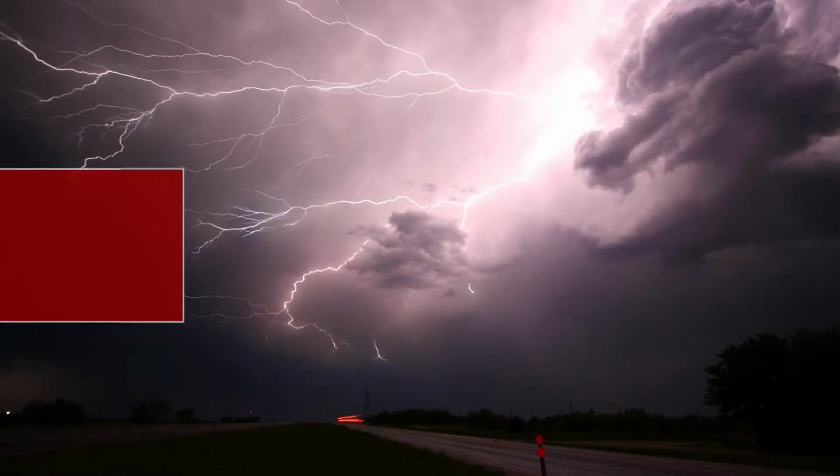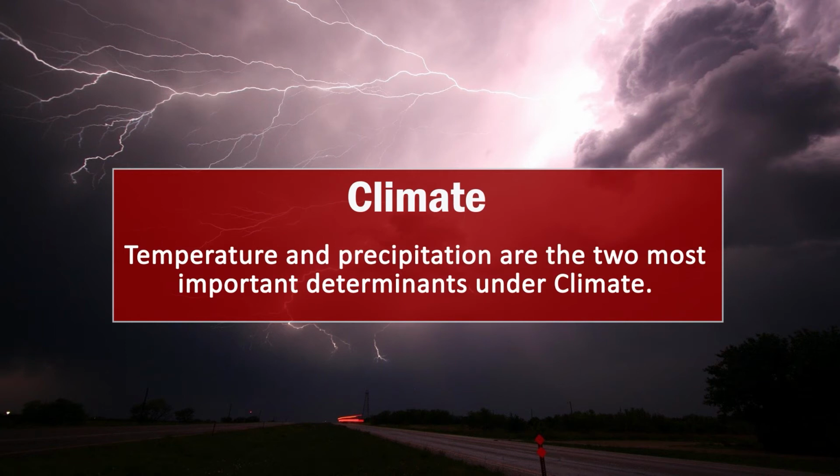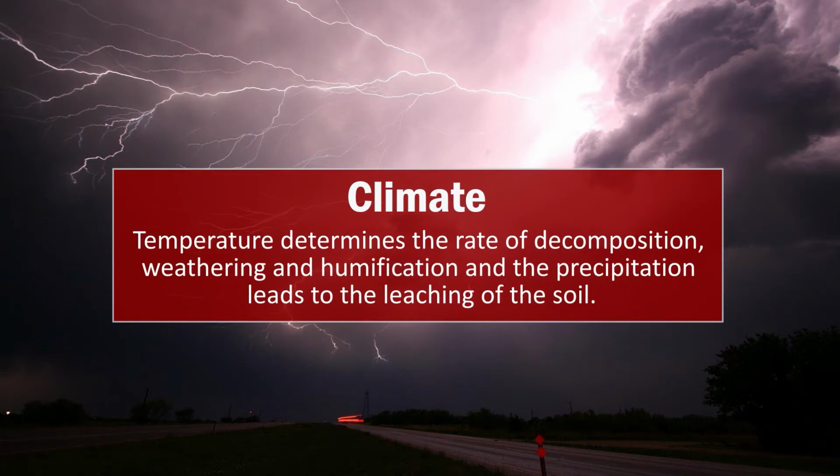Then climate is another factor which affects the formation of the soil, and in climate, temperature and precipitation are the two most important determinants. Temperature determines the rate of decomposition, because at a high temperature the rate of decomposition increases, and the microbial activity is more as compared to the regions which have a colder climate. And similarly, the precipitation leads to the leaching of the soil. We will study about leaching, what is leaching and how it occurs.